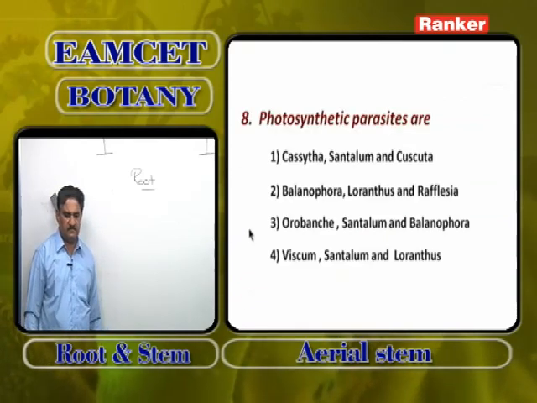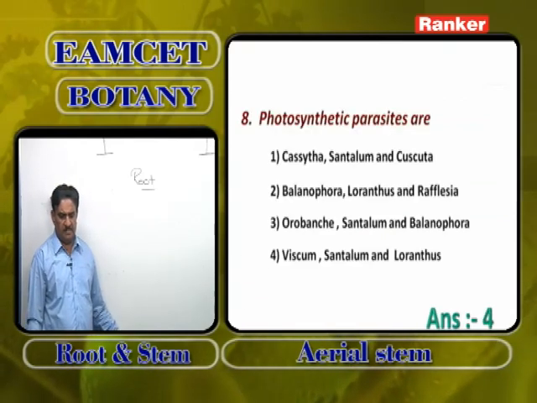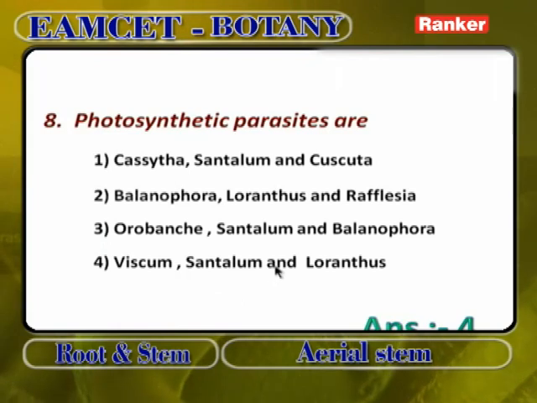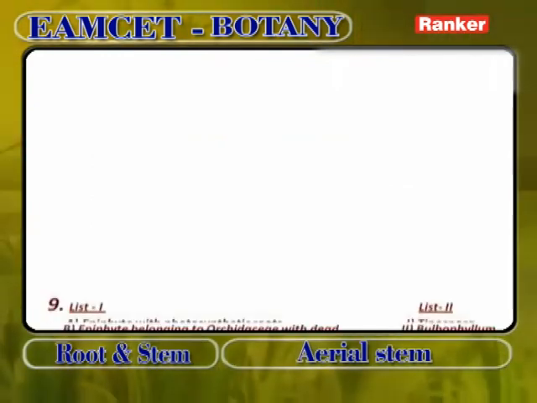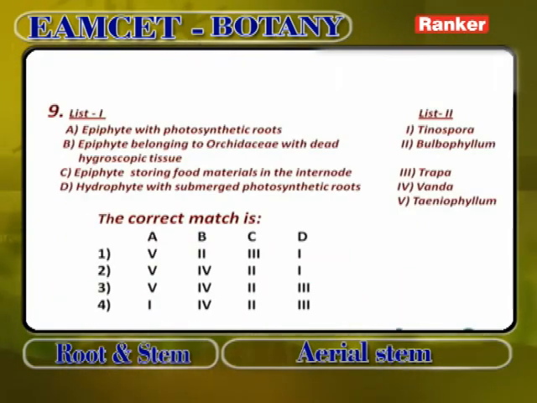Next, photosynthetic parasites are Viscum, Santalum, Loranthus. Viscum and Loranthus are partial stem parasites. Santalum is a partial root parasite. Next, this is a matching tabular form. Epiphytic plant with tuberous roots. Epiphyte belonging to Orchidaceae with dead hygroscopic tissue. Epiphyte storing food material in the internode and hydrophyte with submerged photosynthetic roots. Answer will be 3. 3 is A5, B4, C2 and D3.